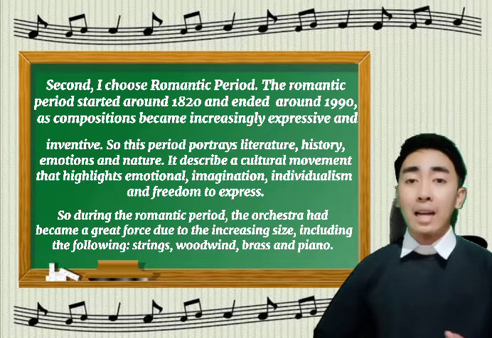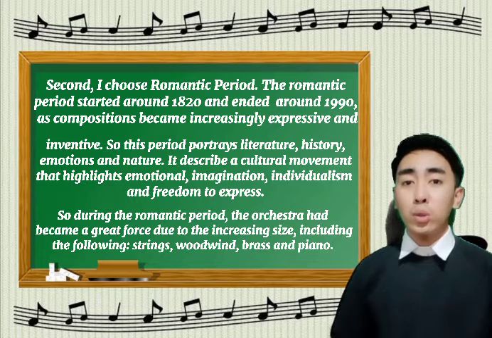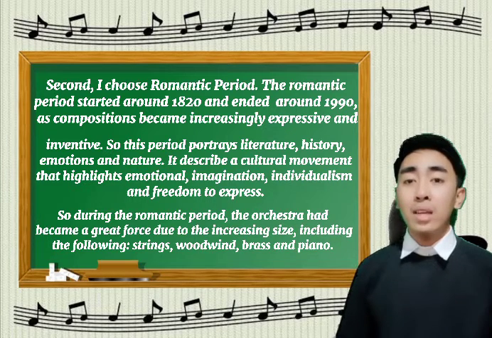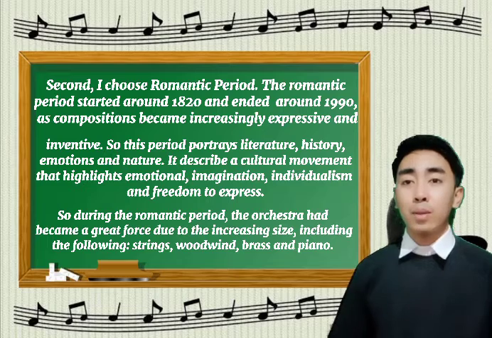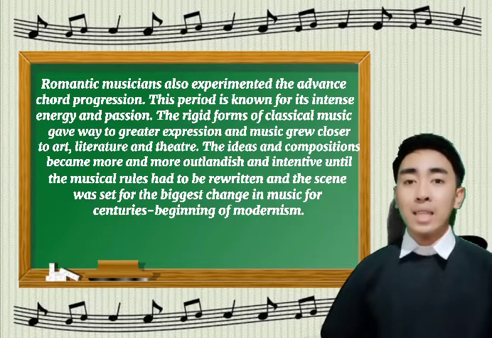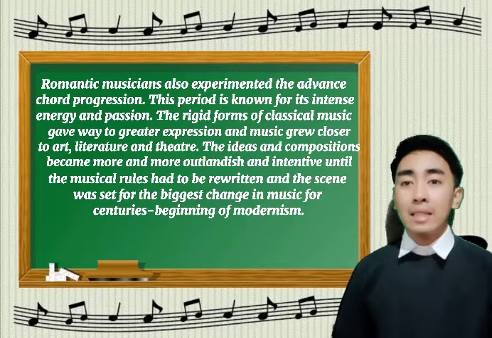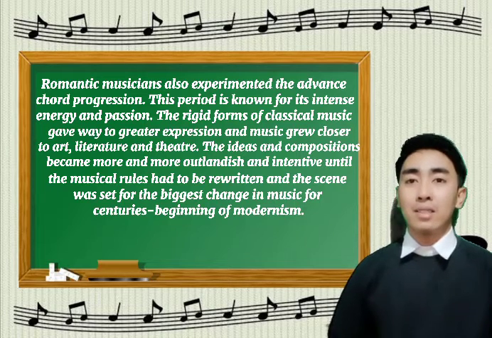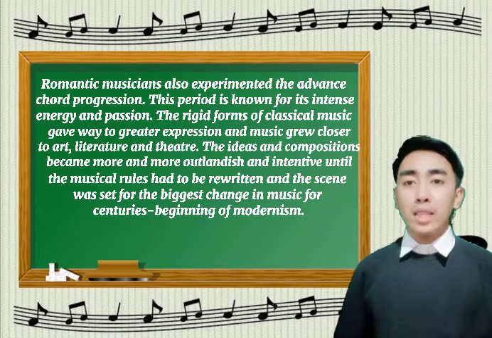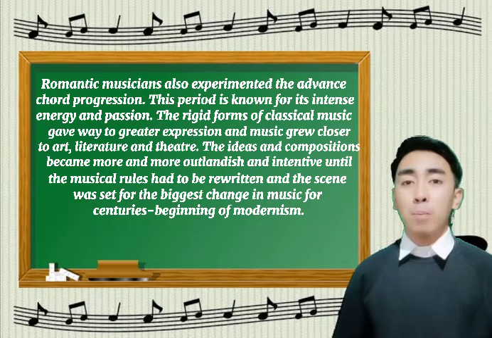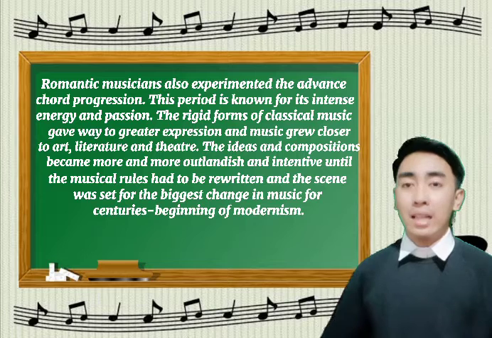During the Romantic period, the orchestra had become a great force due to its increasing size, including strings, woodwind, brass, and piano. Romantic musicians also experimented with advanced chord progressions. This period is known for intense energy and passion. The rigid forms of classical music gave way to greater expression, and music grew closer to art, literature, and theater.